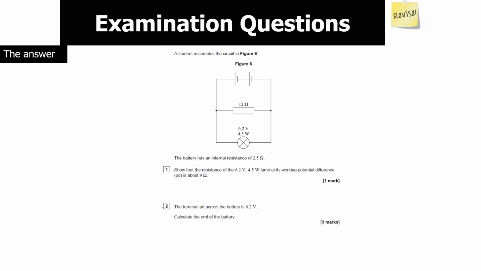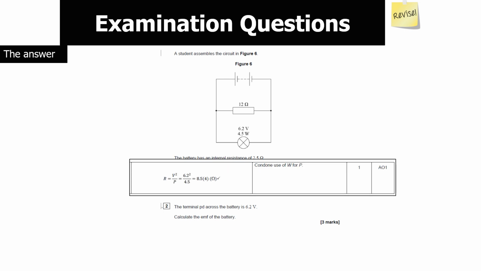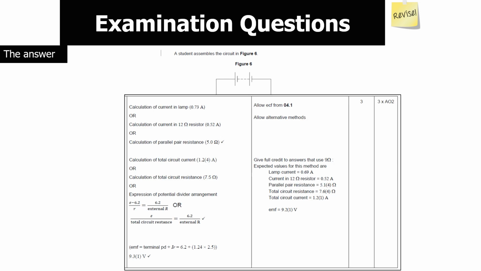Right, so how do you answer this first question? Well, you've been given the potential difference, you've been given the power, and you need to show that the value of R. So we can again say P equals V squared over R, rearrange that to make R the subject, and R equals V squared over P, pop the numbers in, and we get 8.5 ohms. Now how do you work out the EMF of the battery? So what you can do is you've got now your potential difference and you've got your resistance, so you can calculate the current in the lamp or the current in the 12 ohm resistor, or you can calculate the total resistance and then work out the total current.